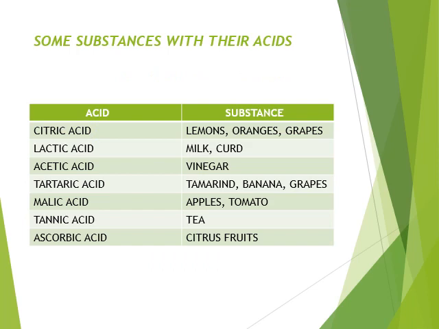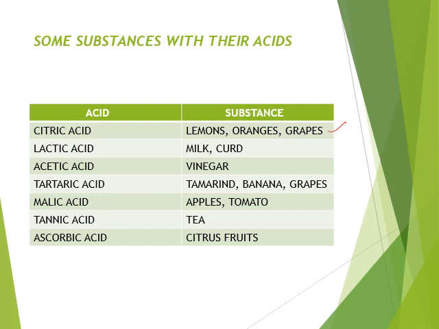Different substances contain different types of acids, like lemons, grapefruits, oranges. They contain citric acid, which is responsible for their sour taste. There are some fruits and vegetables which are rich sources of vitamin C, like amla, gooseberry. So they have ascorbic acid in them. Let's have a look at this table where the name of the acid is there and their sources are also written. First one is citric acid and it is commonly found in lemons, oranges and grapes.